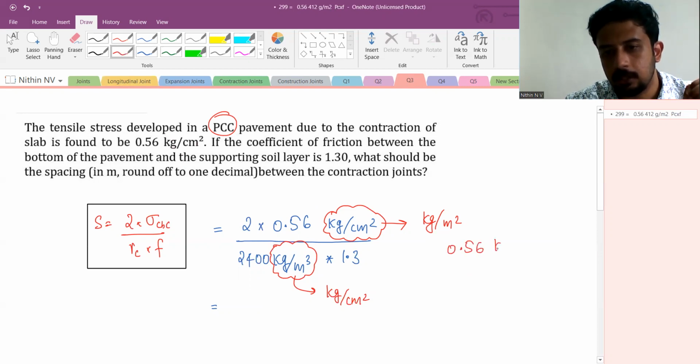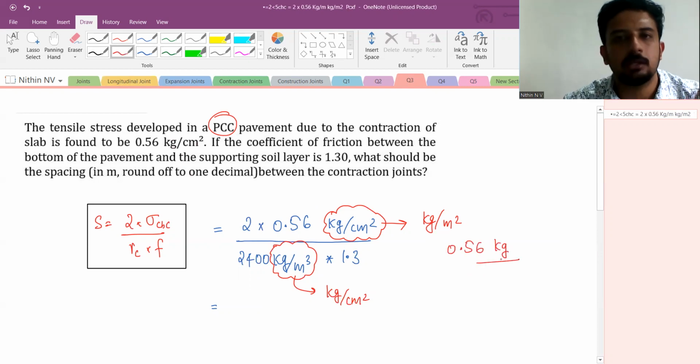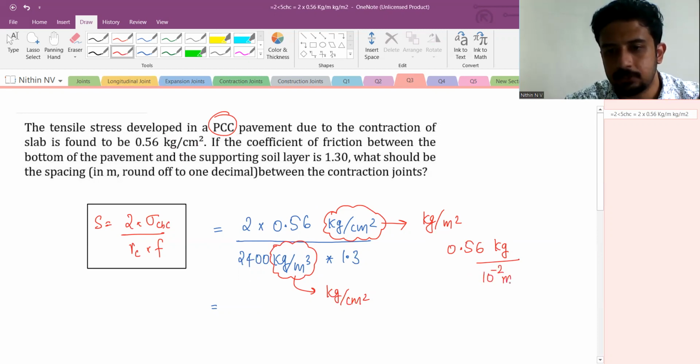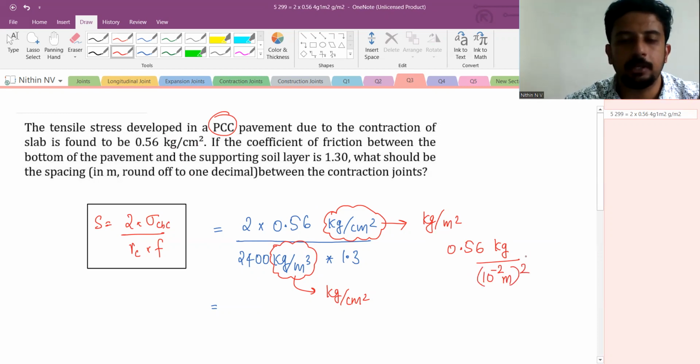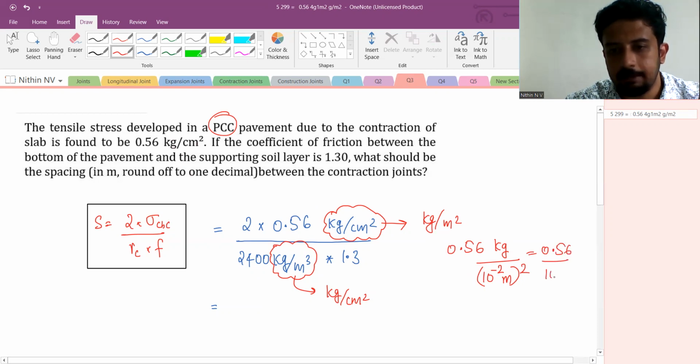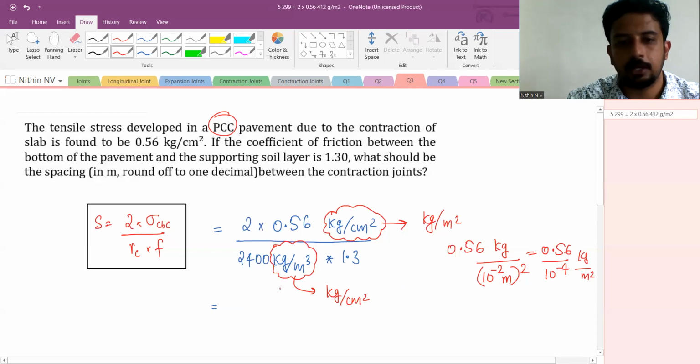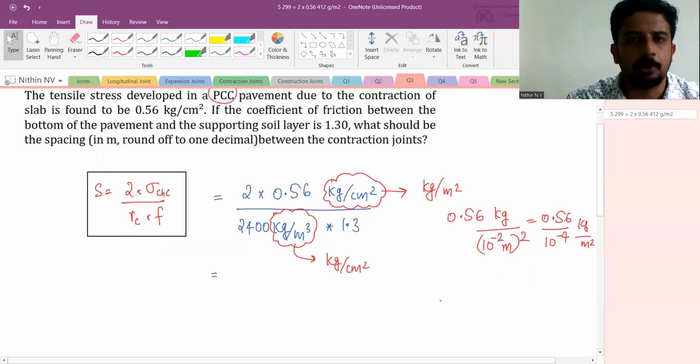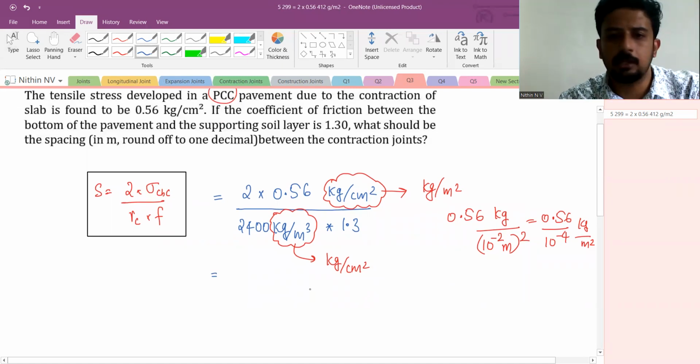0.56 kilogram per... right now it is in centimeter square. So 1 centimeter is 10 raised to minus 2 meter, right, centimeter square. Now how much will it be? 0.56 divided by 10 raised to minus 4 kg per meter square. Right or not? So in this conversion, a lot of students make mistakes. So write it properly, then you won't get any wrong value.